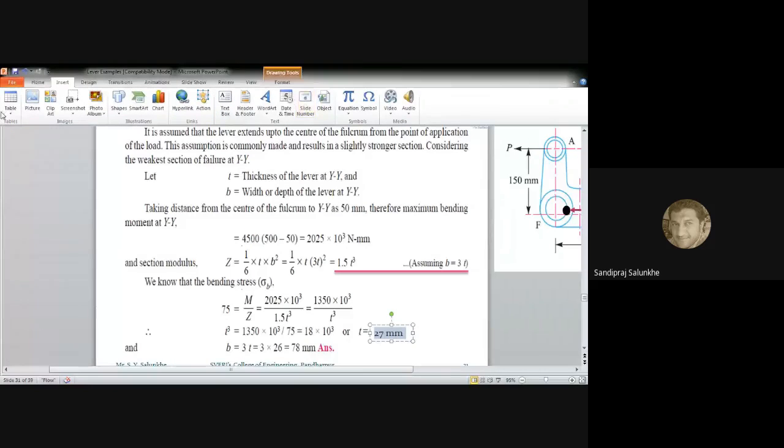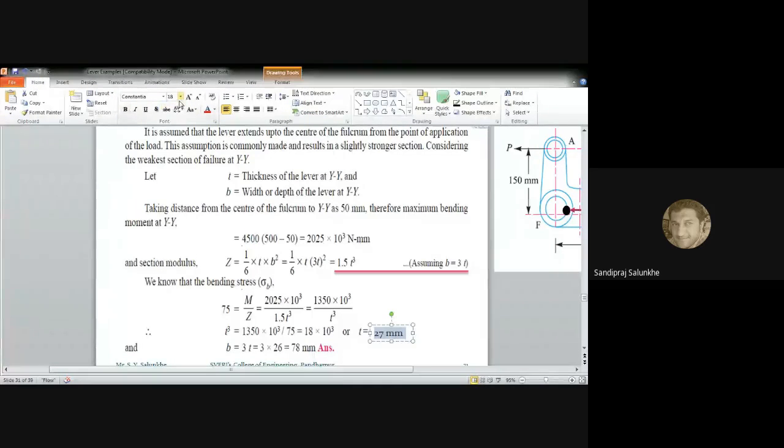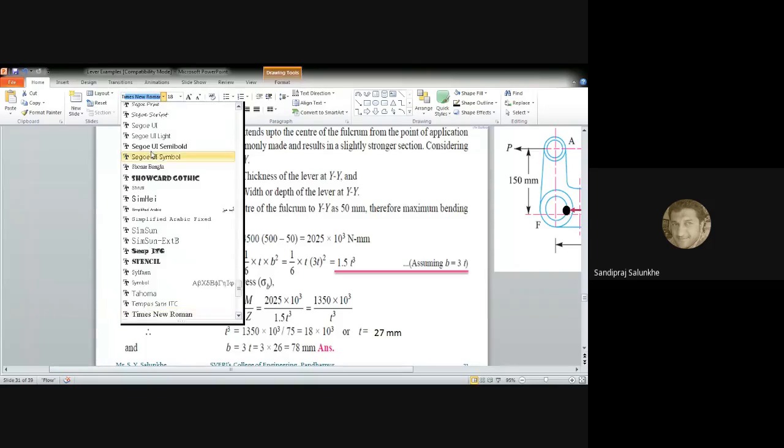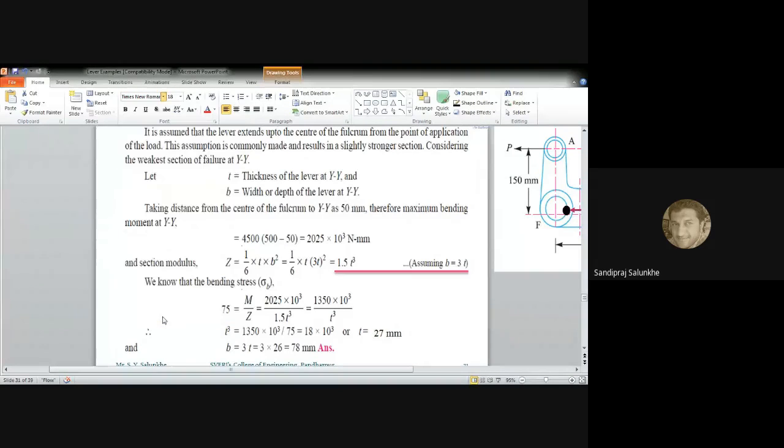Anybody else? अजून कोणी कॅल्क्युलेट केले का? हा, व्हॅल्यू येते सर 26.209. ओके, म्हणजे आपण 26 कन्सिडर करू शकतो का? नाही सर. मग ही कॅल्क्युलेशन wrong, right? What will be the value of T is 27 millimeter, and hence value of B, which is equal to 3 times of that T. What will be the value of B?